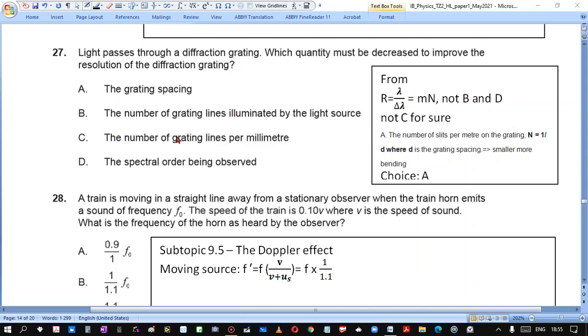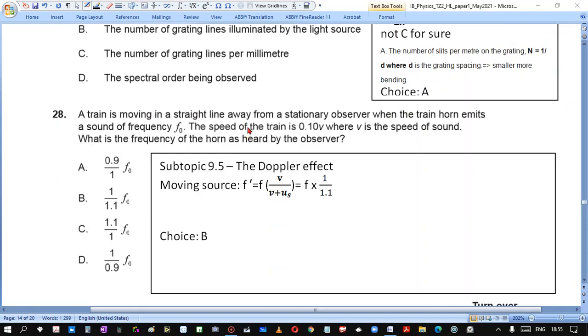C is very bad, because to improve resolution, of course, you should not decrease the number of grating lines per millimeter. But you can decrease the grating spacing, so the bending will be more, the resolution will be more, so choice A. This is not quite a standard question, but what can we do?